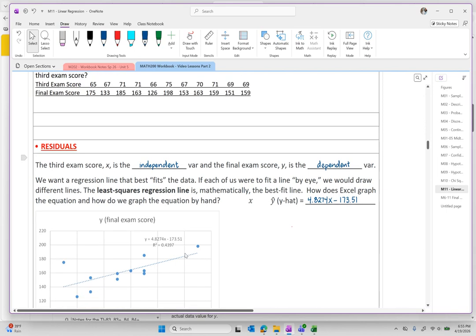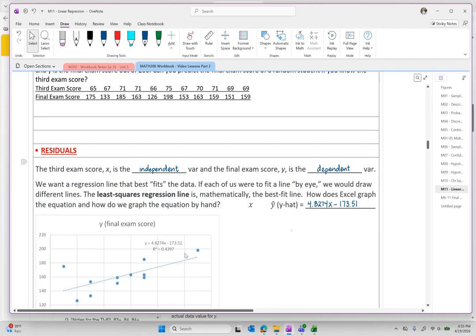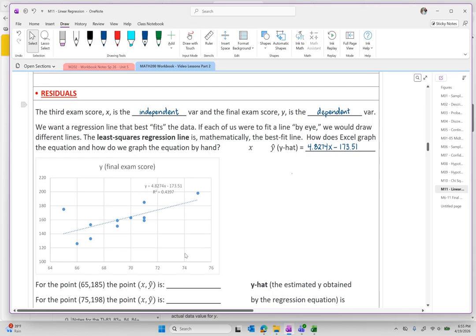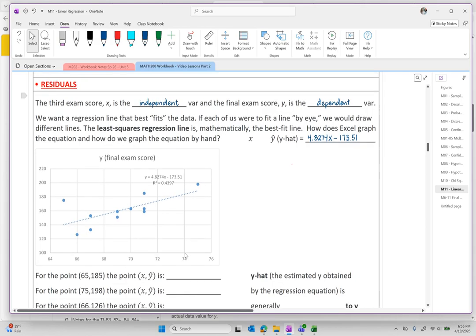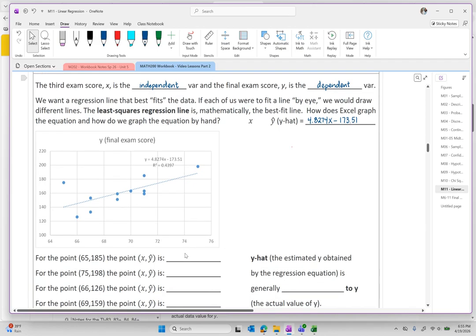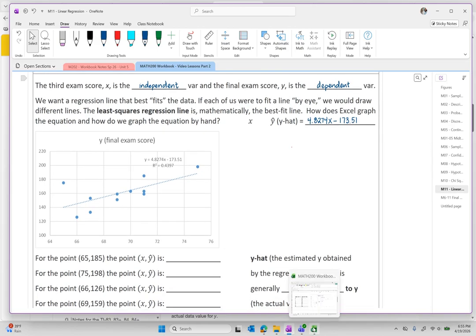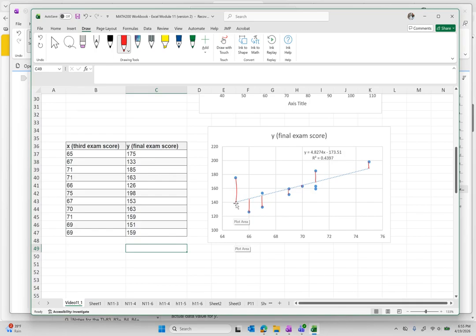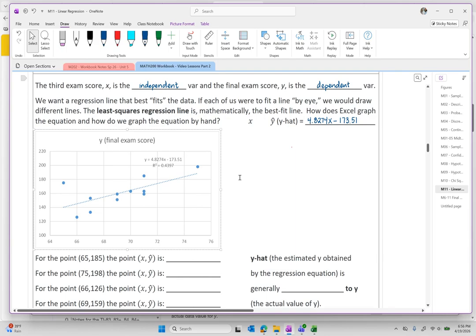So we wanted the regression line that best fits the data, and if we were to sketch that line by hand, we would draw different lines, but Excel gives us the least squares regression line, and mathematically it is the line that best fits the data. What we discussed is that best fitting means that these vertical distances of the actual data points from their theoretical data points on the line will be minimized if we are using the line of best fit.